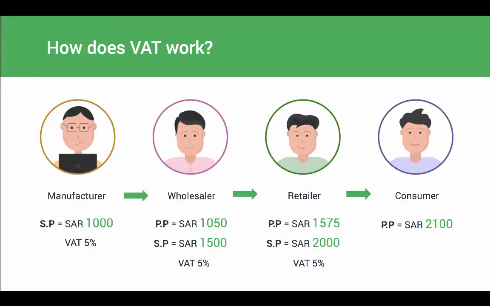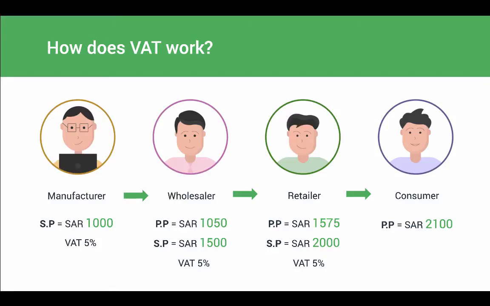Let's consider a transaction between a manufacturer, a wholesaler, a retailer, and an end consumer. The manufacturer sells an item worth 1000 reals. 5% VAT is levied on the transaction, so the wholesaler buys it for a total of 1050 reals. Now the wholesaler rebrands it and increases the price from 1000 reals to 1500 reals. The wholesaler then sells it to the retailer for 1500 reals plus a 5% VAT, which makes the total purchase cost for the retailer 1575 reals.